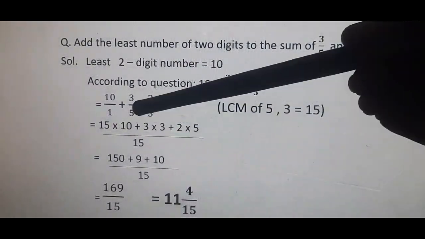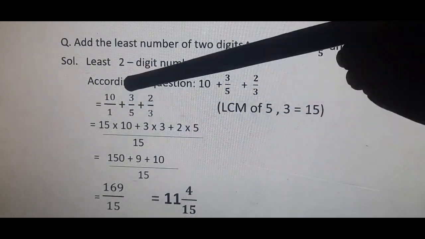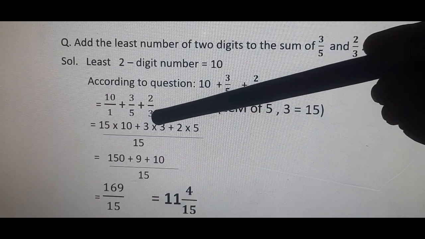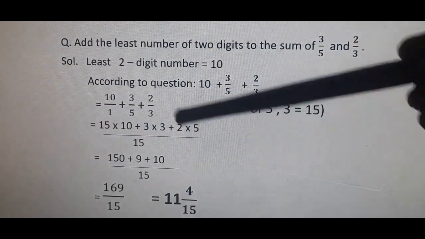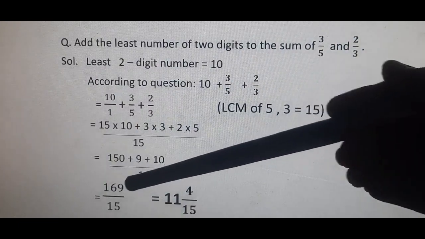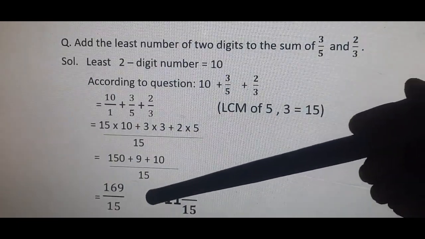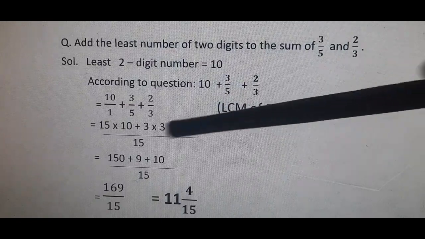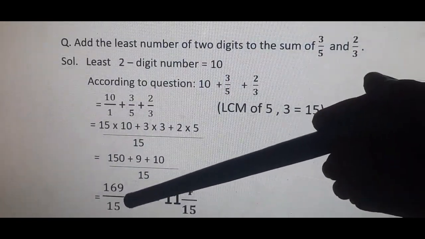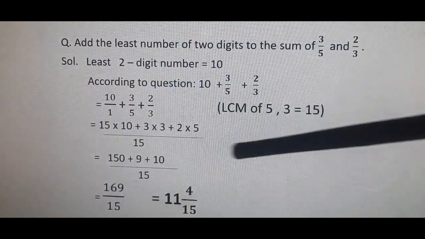And now 15 divided by 3 will give quotient 5, 5 multiplied by 2. And 15 divided by 5 gives quotient 3, 3 multiplied by numerator, that is 3 only. So now 150 plus 9 plus 10 upon 15. 150 plus 10, 160. 160 plus 9, 169 upon 15.